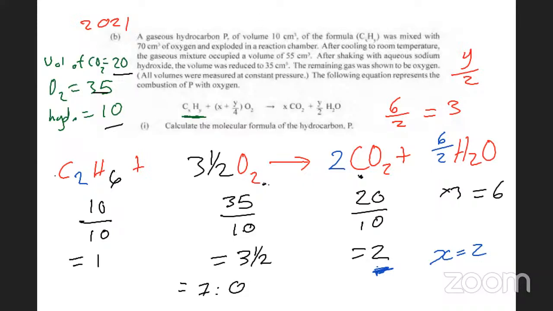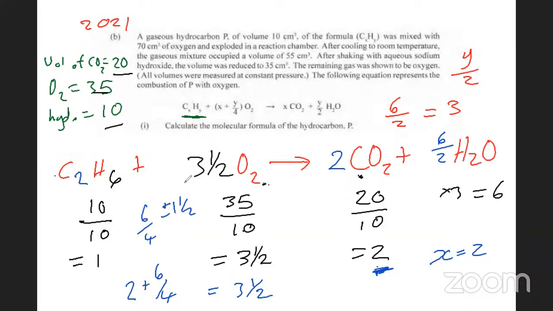Now remember, for oxygen, in terms of the equation, they had written x plus y over 4. That means x plus y over 4 should equal 3.5. Now we know that x is 2, and we know that y is 6. If you do your calculation, 6 over 4 is equal to 1.5.